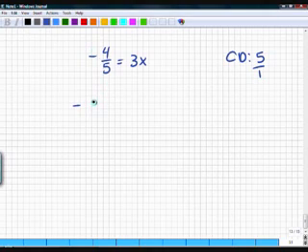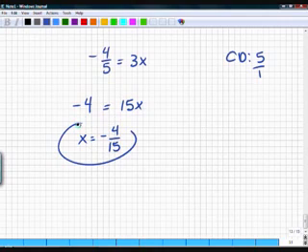Negative 20 over 5, which is, is it not much easier to cross cancel there? What happens with 5 and 5 if you cross cancel? They cancel and leave you with 1, so you are just left with negative 4. Equals, multiply 3x by 5. No more fractions. Divide by 15. x is what? Negative 4 over 15. There's your answer.